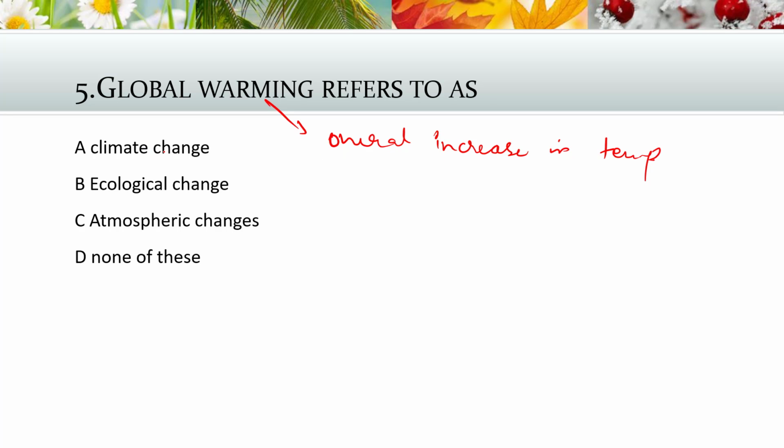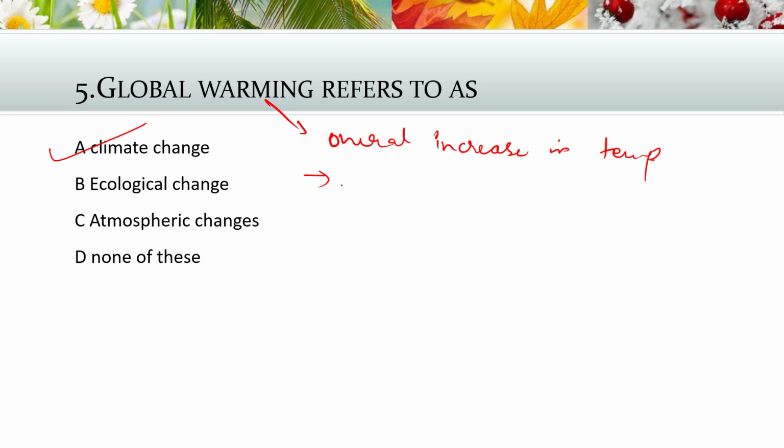Which is kind of matching to climate change, right? So climate change indirectly or directly means global warming. Answer A would be the correct option for it. There may be many reasons why this global warming is created. So we can mention some reasons.